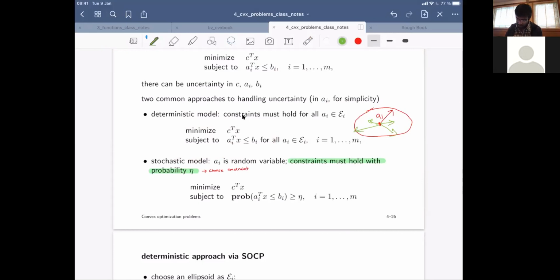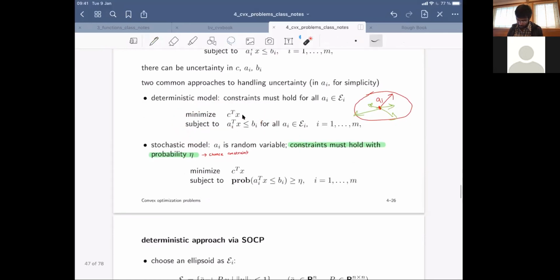Now what I do is I just replace this. I write the same optimization problem, but say that AI is inside this ellipse. AI is not constant here. This is one way to do this. Fine, we'll see how to proceed from here soon. So what I'm saying is that this can be treated in two ways.